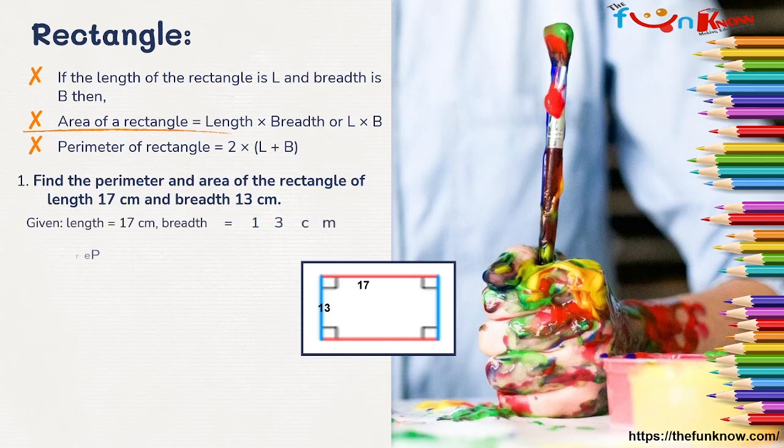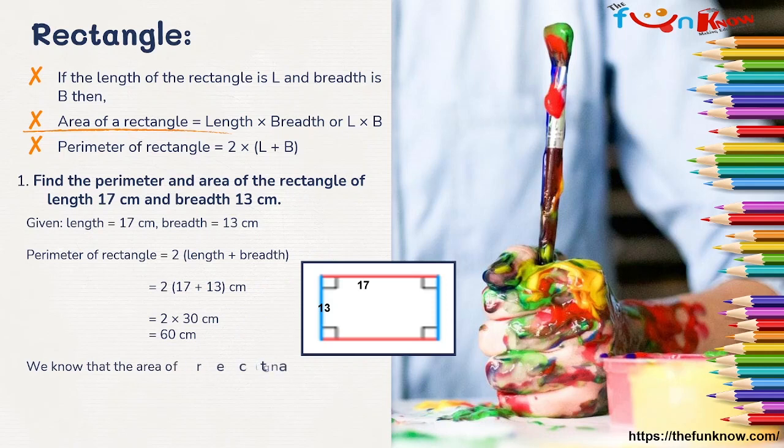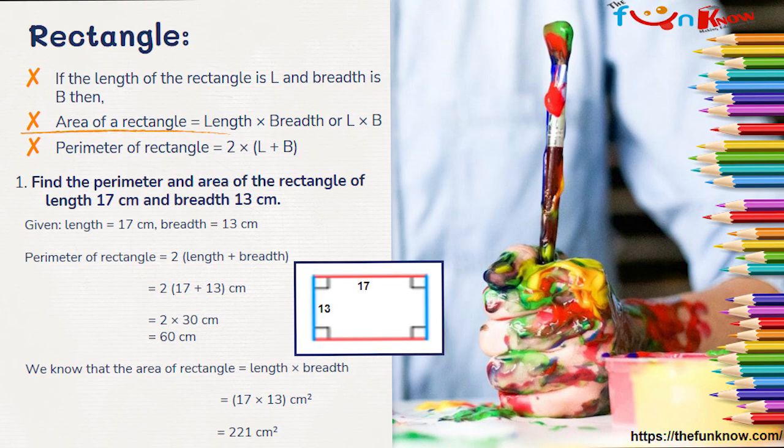Let us go with the answer. As given in the question, we'll write length is equal to 17 centimeter, breadth is equal to 13 centimeter. So perimeter will be 2 into (L plus B) as per the formula. So L will be 17, B will be 13. 17 plus 13 will be 30. So 30 into 2. Now the perimeter of rectangle will be 60 centimeter.